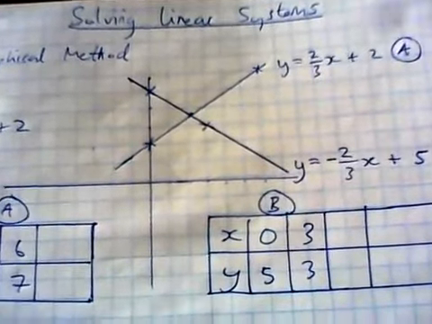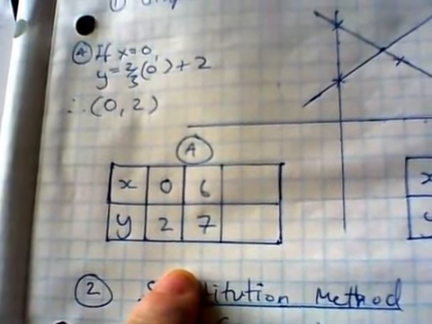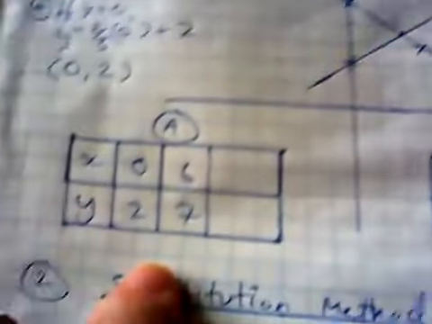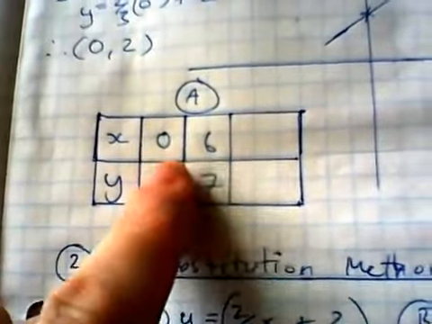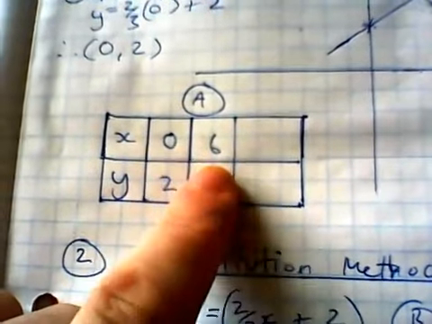Let's look at how we would actually graph those lines though, so that we could read off that intersection. Very important, you do a separate table of values for each equation. So here, equation A, 2/3 x plus 2. You do a table of values for that. Pick a couple of values, spread them out a little bit, but keep them fairly close to the origin. I've used 0 and 6.